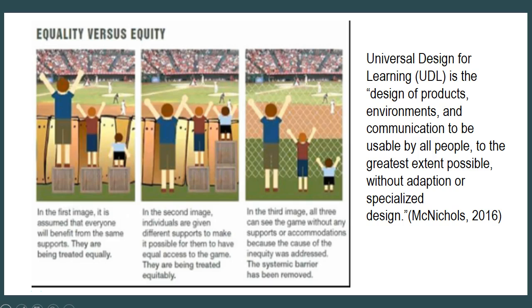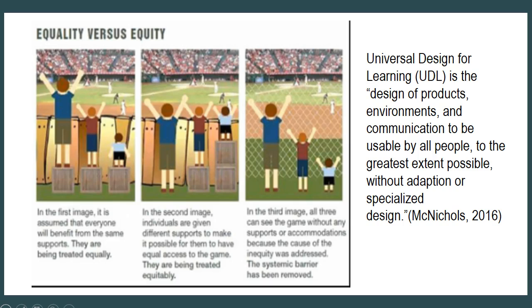In the first image, it's assumed that if we give everyone the same support, they're being treated equally. Okay? And that's indeed true. You see that they all have a box to stand on. So we gave them all the same box, and then we assumed that since we did the same thing for them, they should be able to achieve the same result, or at least be able to overcome the barrier. As you can see, that's not the case here.